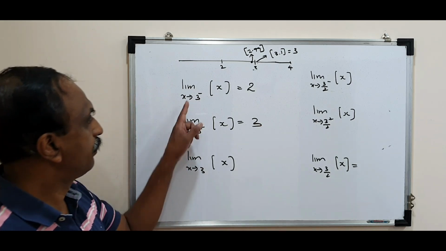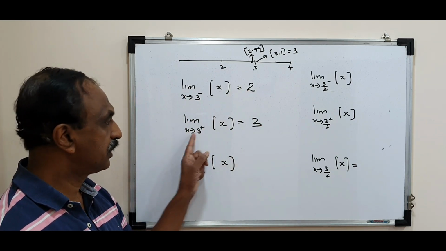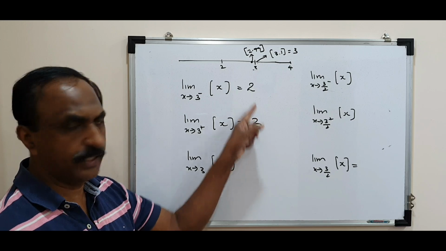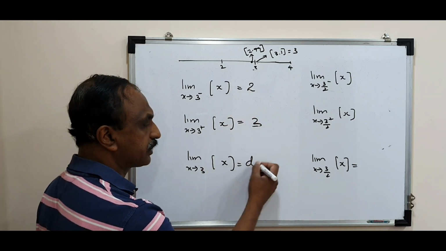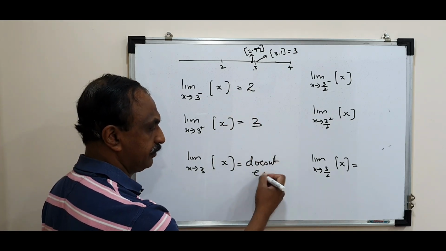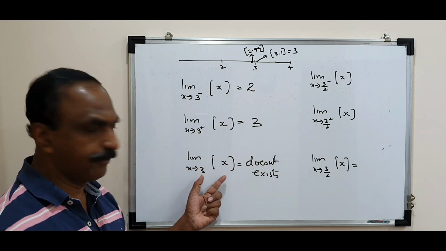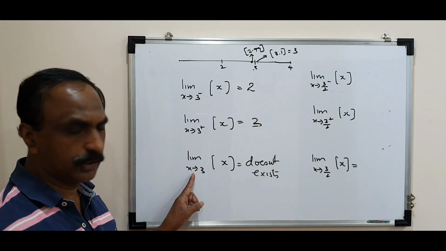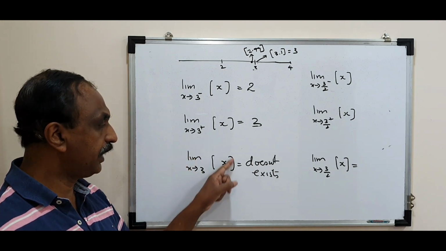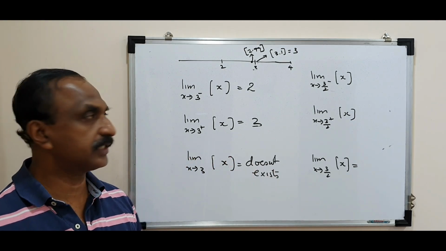So what do you notice? Left hand limit is 2, right hand limit is 3. They are not equal, so the limit does not exist. The left hand limit and right hand limit are different. In that case, what is my conclusion? Limit as x tends to 3 of integer of x does not exist.